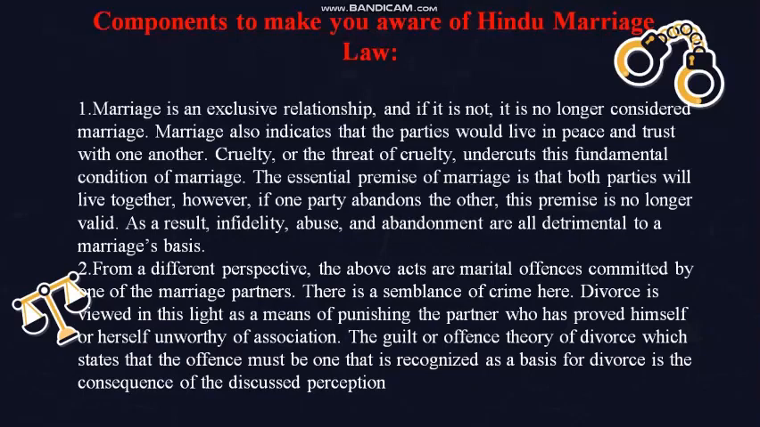And the second point is, from a different perspective, the above acts are marital offences committed by one of the marriage partners. There is a semblance of crime here. Divorce is viewed in this light as a means of punishing the partner who has proved himself or herself unworthy of association. The guilt or offense theory of divorce, which states that the offense must be one that is recognized as a basis for divorce, is a consequence of the discussed perception.